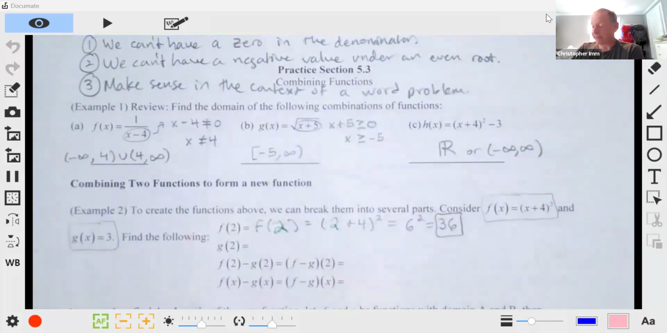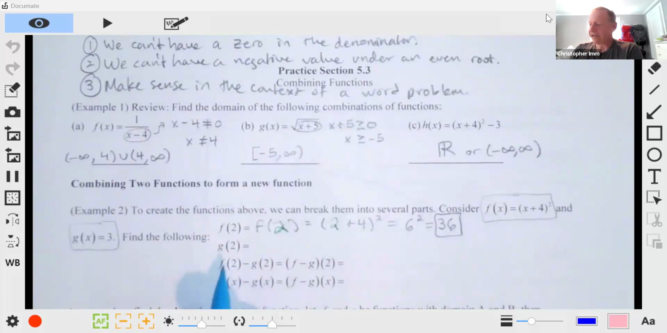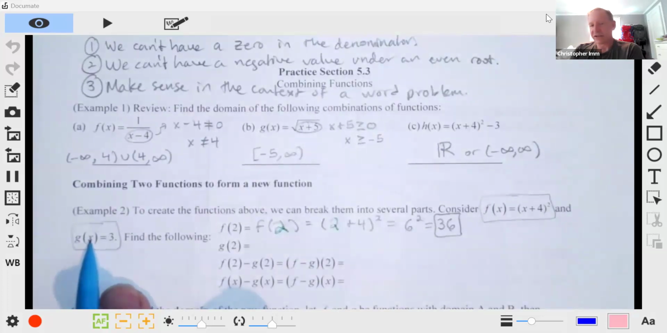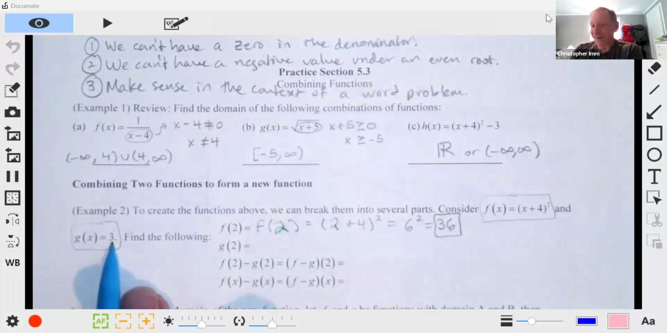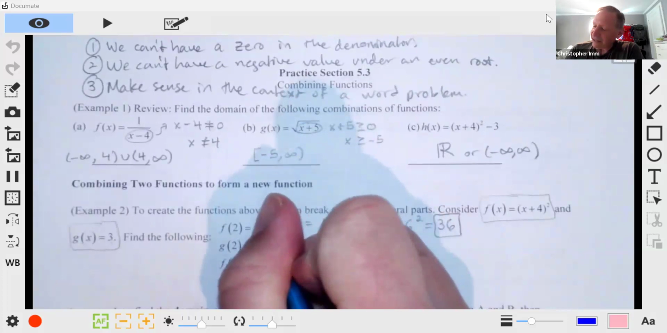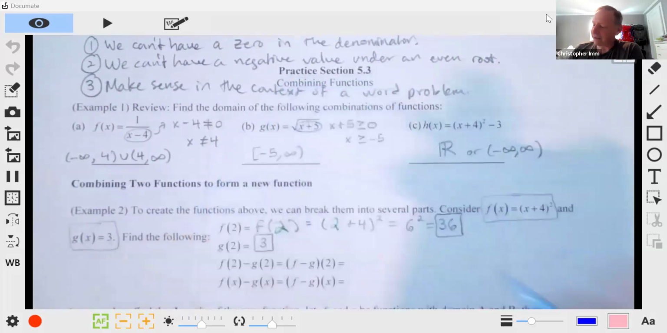So this is a little bit of review, right? Let's look at g of 2. So we go to our g function, and wherever there's an x, I put in 2. Well, the g function with this horizontal line, we always get 3 back. So g of 2 is going to be 3. In fact, g of anything is going to be 3 here.